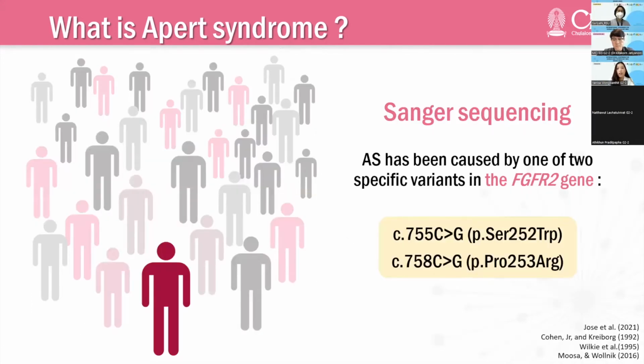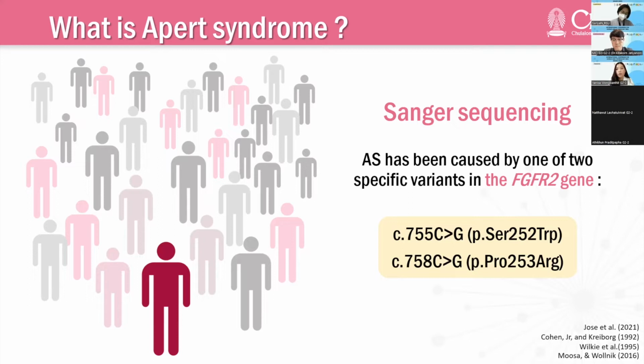The incidence of AS is approximately 15 in a million live births, or 4% of cranial synostosis cases. A genetic cause of AS is the missense variants in the fibroblast growth factor receptor 2 gene, or FGFR2 gene.